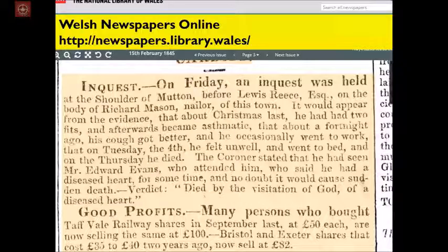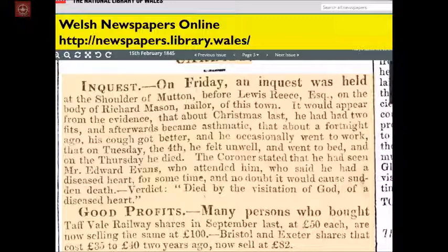Let's just have a look at a brief example. This is from Welsh Newspapers Online, and this gives you a flavour of what you could get. So this is a fairly brief example. Some are much, much longer than this. February 1845, inquest on Friday. An inquest was held at the Shoulder of Mutton, that's the pub. They tended to hold inquests in pubs. It was a good thing to do, not just because it was a gory subject, but because it was very convenient.